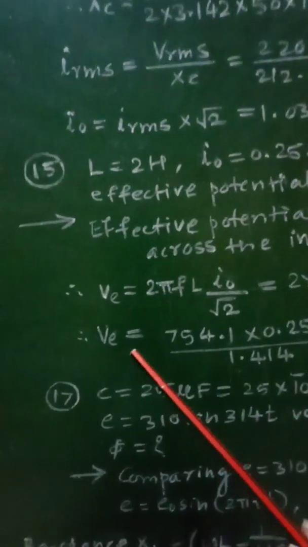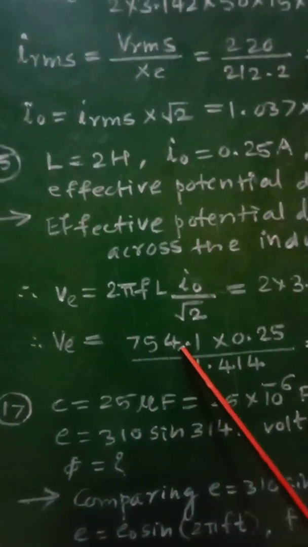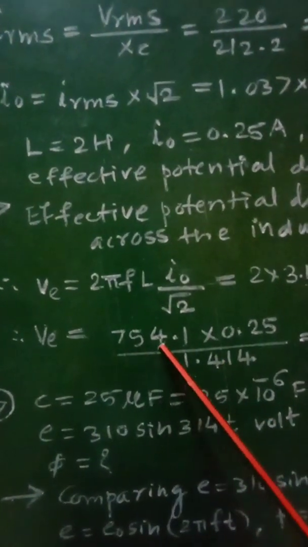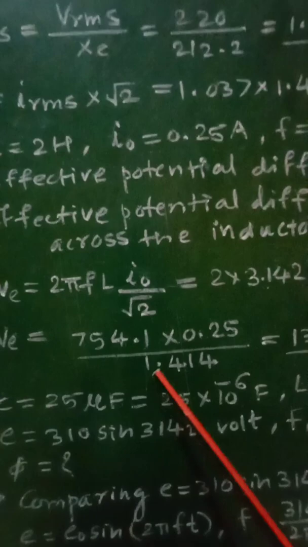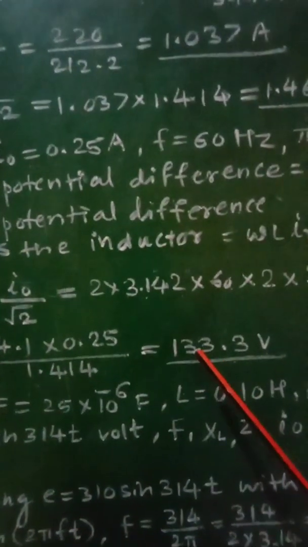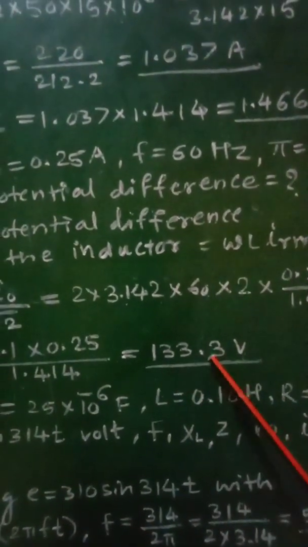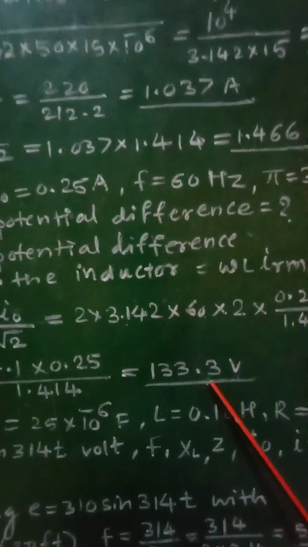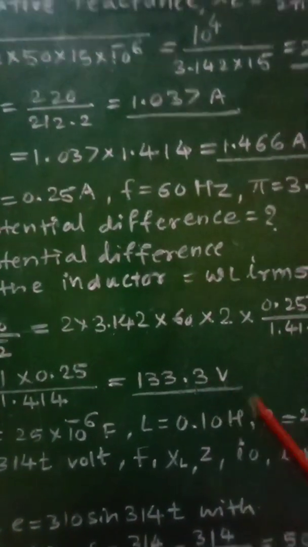Simplifying this, we will get 754.1 into 0.25 upon 1.414. Solving this, we will get 133.3 volt. So 133.3 volt, this will be the effective potential difference across the inductor.